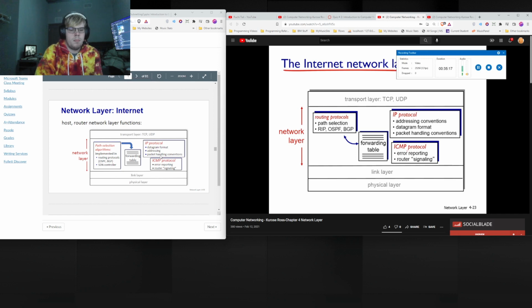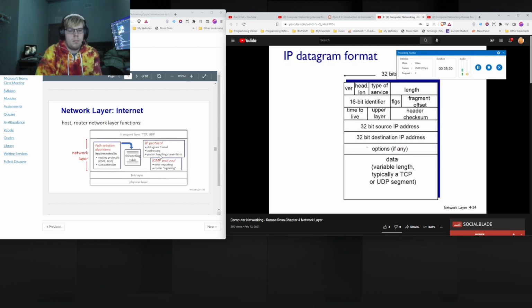Then we have the ICMP protocol. It is related to error reporting, router signaling. Routing protocols also help in making the forwarding table. So a very huge layer and many functions.